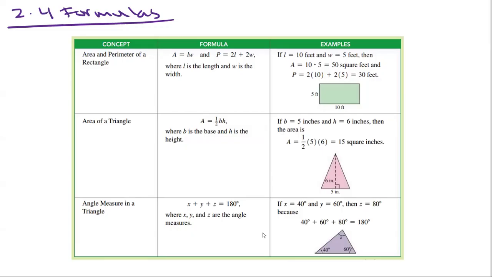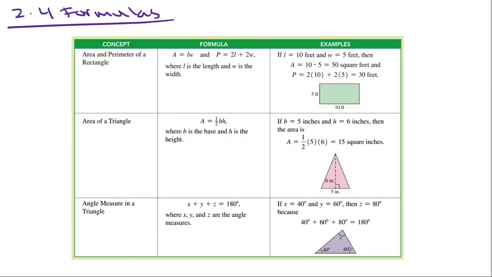Now, in regards to the angle measurements of a triangle, all the angles of a triangle add up to 180 degrees. So if we had 40 plus 60, that gives us 100. If we take that away from the 180 degrees, we have 80 degrees left over. So all the angles of a triangle add up to 180 degrees. Let's focus a little bit on that right now.